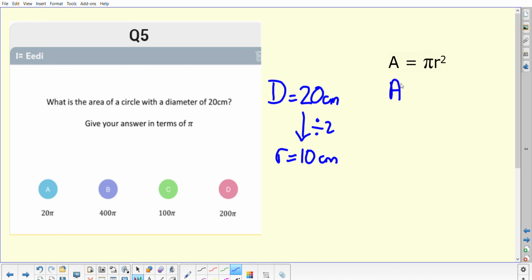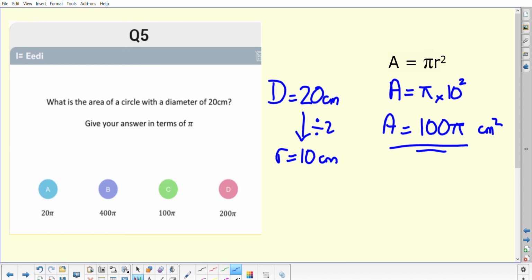Then we're using our formula, so area equals pi times 10 squared, which is 10 times 10, means 100, and your answer would therefore be 100 pi. You should also have the area units, which here would be square centimetres. So 100 pi would be our answer, so that would be answer C.